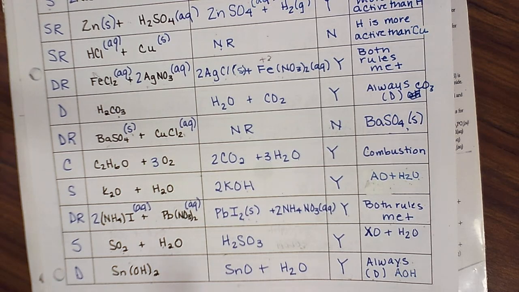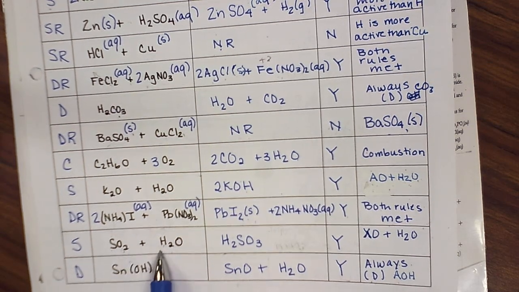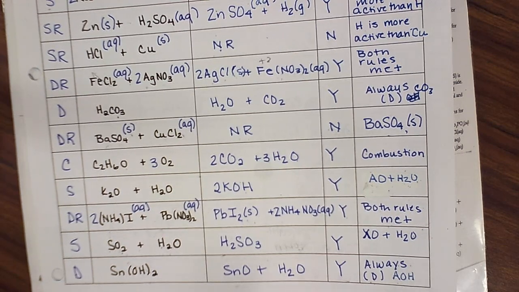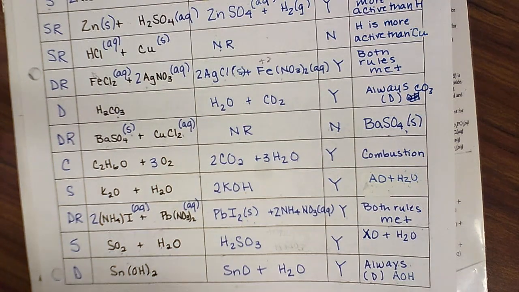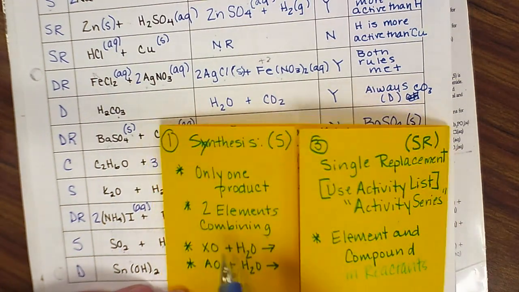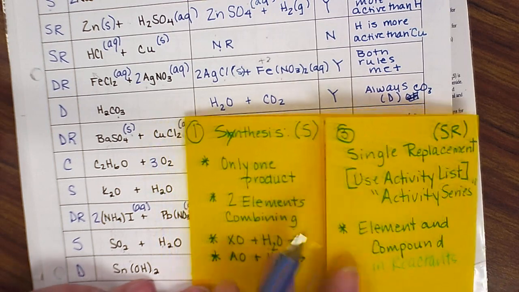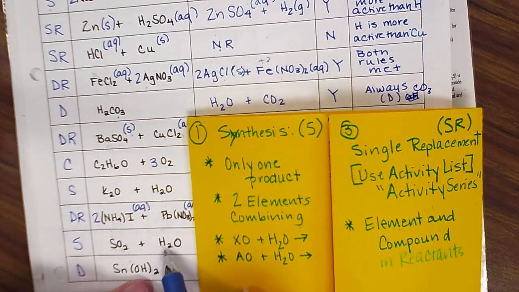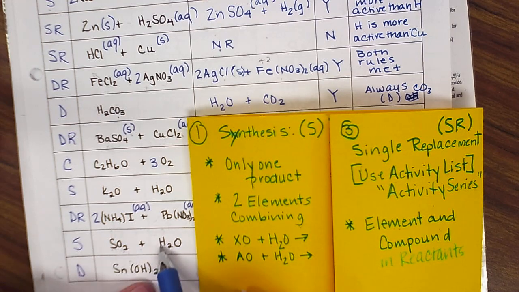Okay, now I would like to look at the second to last one, the non-metal oxide plus water. So this is a synthesis, all right? And we know this because right here, non-metal oxide plus water, okay? Now, it's true, this could be a double replacement because it has 2 compounds. But the problem is these are non-metals.